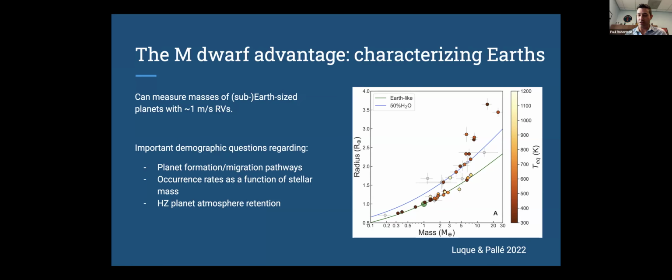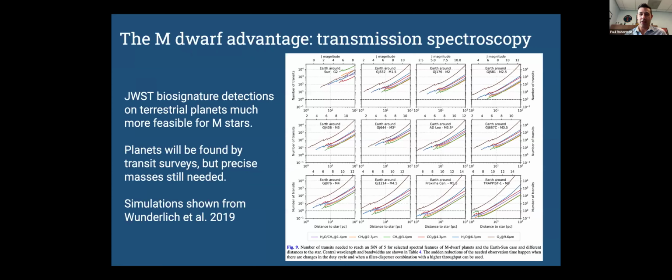And so, if we want to look specifically at transiting planets, of course, your signal and noise for atmosphere detection is also larger for M dwarf stars. So, this is a really neat set of simulations where we just take Earth and place it around a bunch of nearby stars and look at this is showing the number of transits required to get a 5 sigma detection of various molecules. So you can see at the bottom the color coding for those molecules.